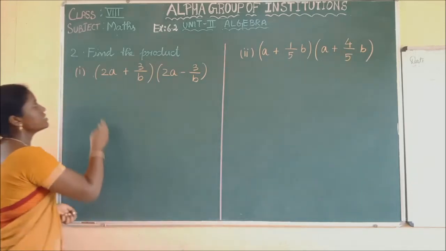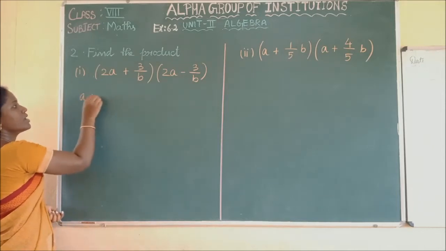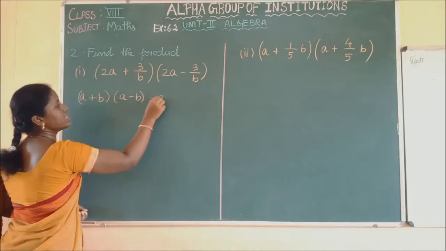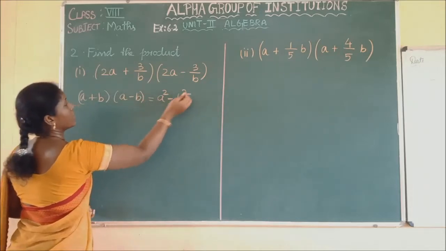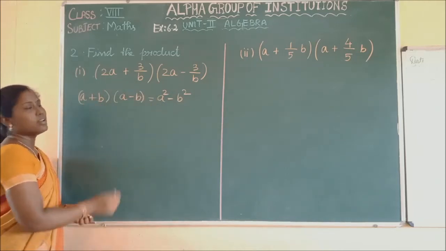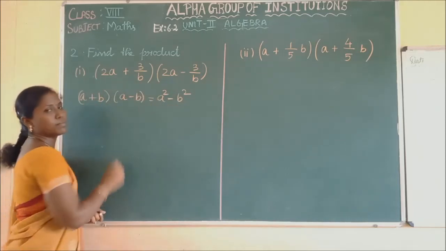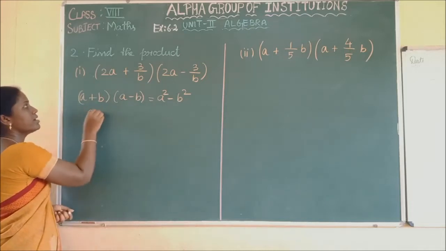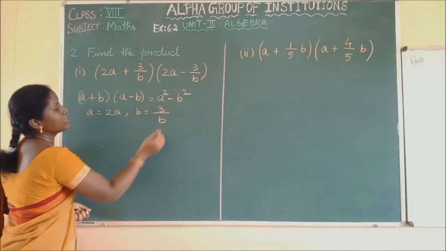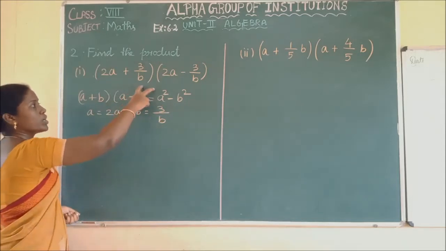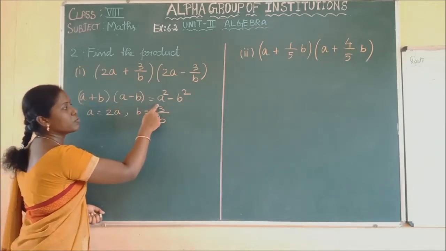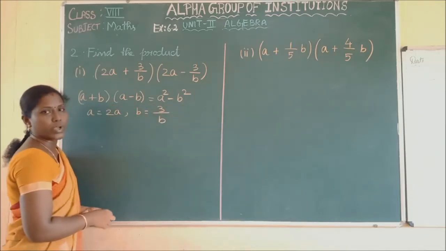It is in the form of (a + b)(a - b). Isn't it a² minus b²? The given question is in the form of (a + b)(a - b), which is equal to a² minus b². What is a here? a is 2a, and b is 3/b. So for this we are going to use the identity (a + b)(a - b), whose expanded form is a² minus b².